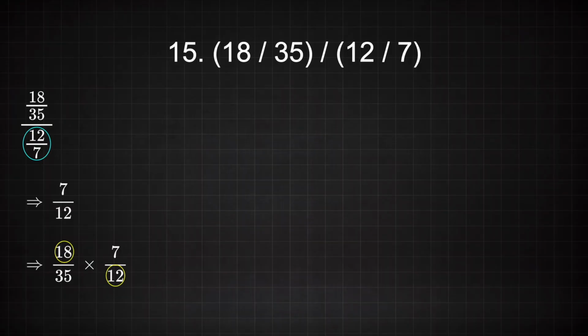18 divided by 6 is equal to 3. We cross out the 18 and put a 3 next to it. 12 divided by 6 is equal to 2. We cross out the 12 and put a 2 next to it.